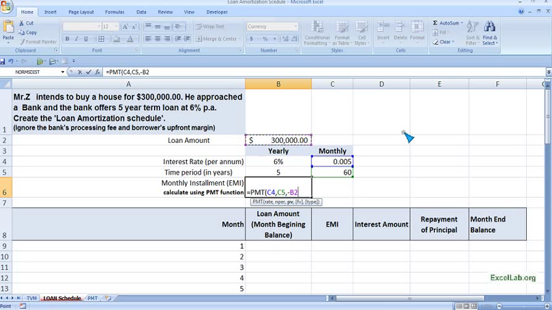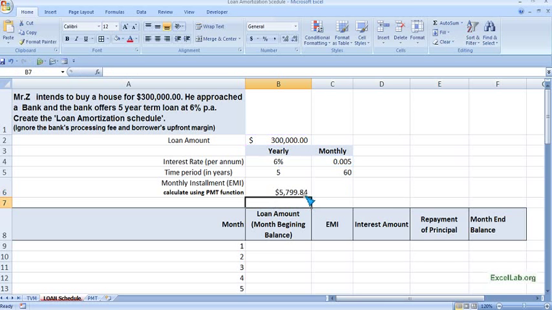Ignore FV, and last we see it is type. Type is either 0 or 1. If I write 0, it means the interest is applicable at the end of the period. Let's say the bank is charging interest at the end of the period, so we write 0. Otherwise, if I write 1, then it is at the beginning of the period. So suppose 0, close the bracket and enter. We got it. It's approximately $5,800 per month.